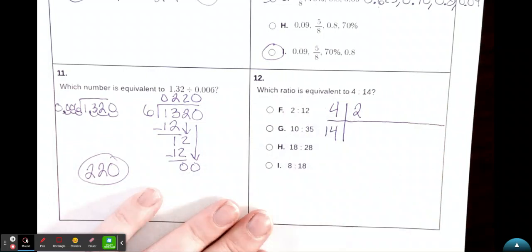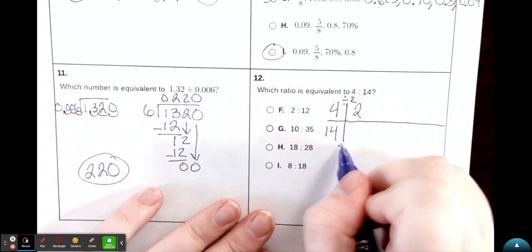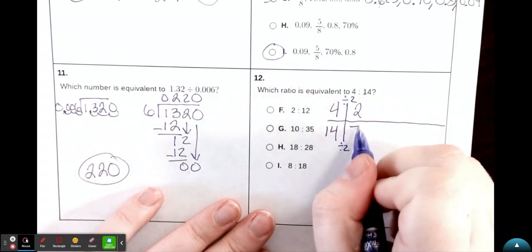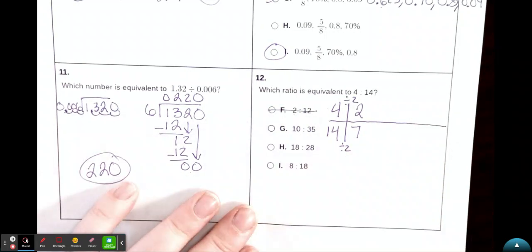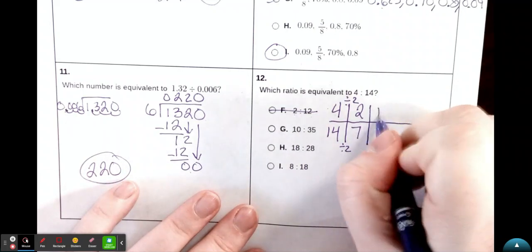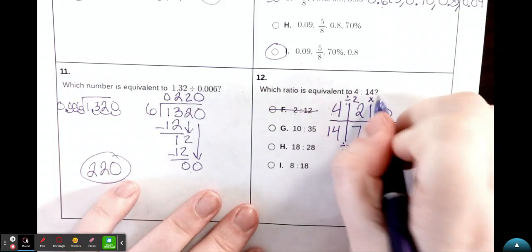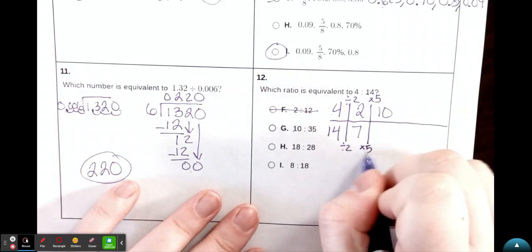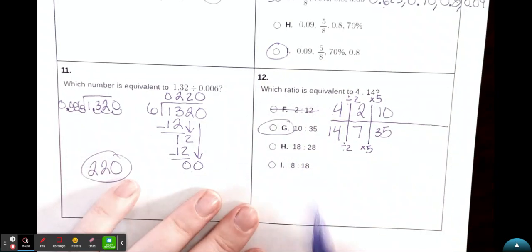How do I get from 4 to 2? Divide by 2. Okay, what is 14 divided by 2? 7. I was supposed to get 2 and 12. Did I get that? No. Okay, the next one that I want to check is 10 and 35. So I'm going to put a 10 here. I can't get from 4 to 10 very easily, but how about 2 to 10? Yeah, times 5. What's 7 times 5? 35. Hey, look at that. Did that one work? Yeah, let's check the last two.